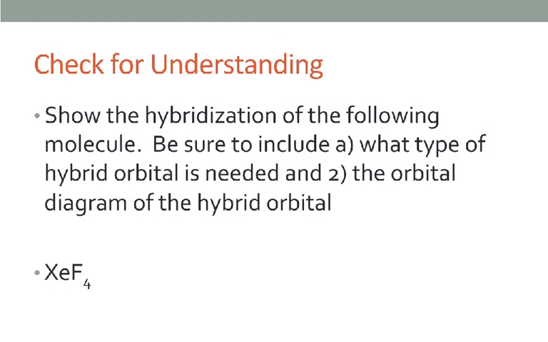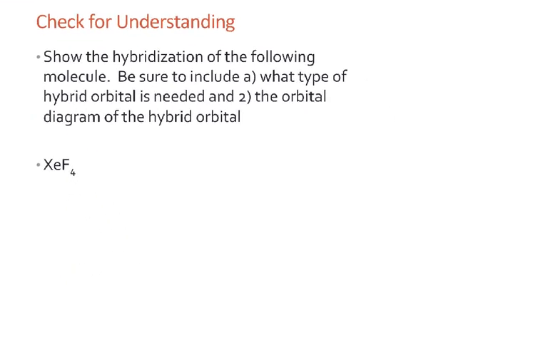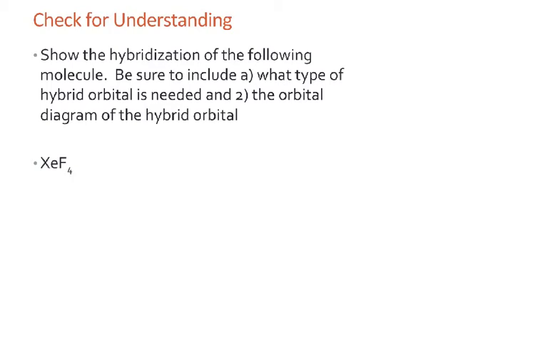Let's do one more example together. All right, check for understanding. Show the hybridization of the following molecule. Be sure to include what type of hybrid orbital is needed and the orbital diagram for the hybrid orbital. So first, let's start off with the Lewis dot diagram for XeF4.